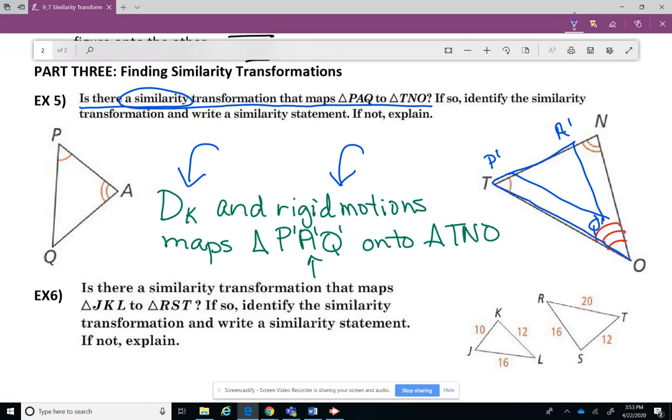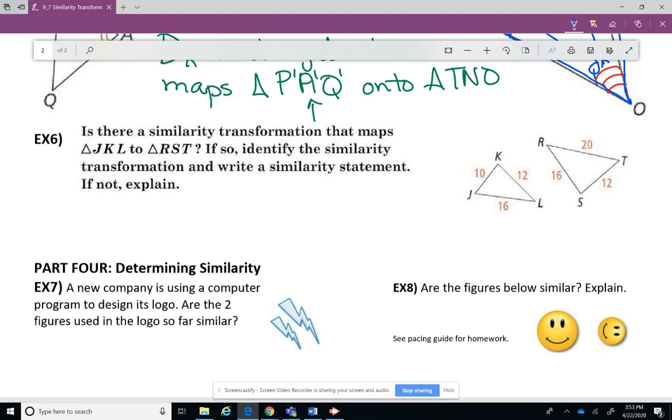That way these corners right here would end up being the same as they were on the left-hand side of the page. So you're like, well, that's kind of vague. Yeah, it is. Now, for this one down here that you're fixing to do, this is the got it problem number 3 that you're going to do today. They ask, is there a similarity transformation that maps one triangle onto the other? If so, identify the similarity transformation and write a similarity statement.